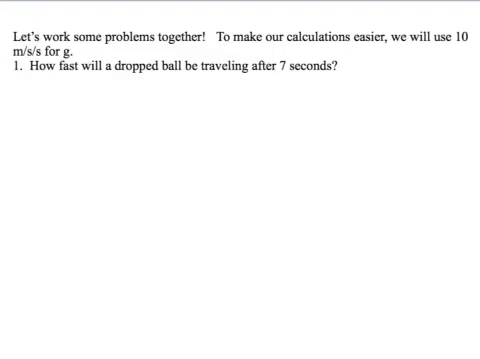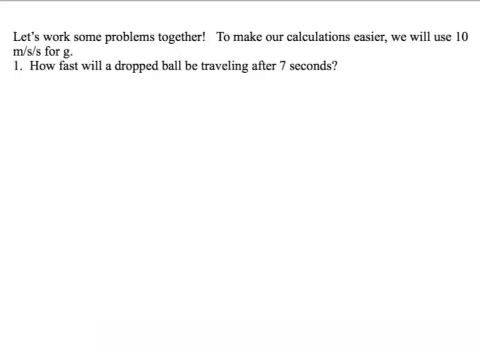So the first problem we're going to work out together. To make our calculations easier, we will use 10 meters per second squared for g. So the question is, how fast will a ball be traveling after 7 seconds? So we're going to start by identifying our variables. And how fast would be velocity?